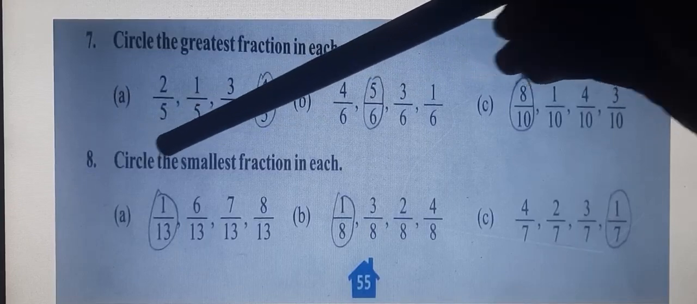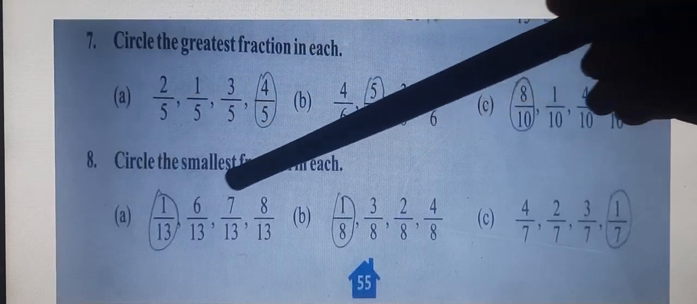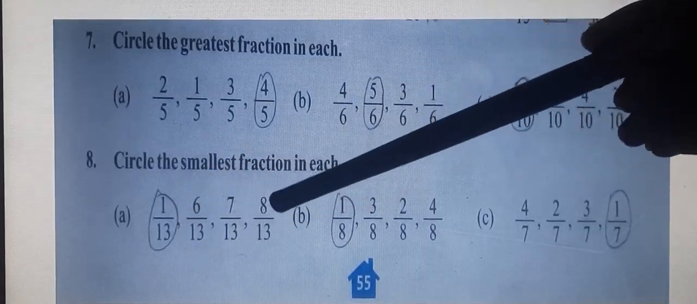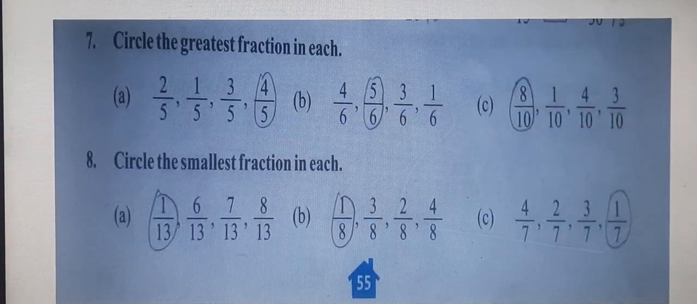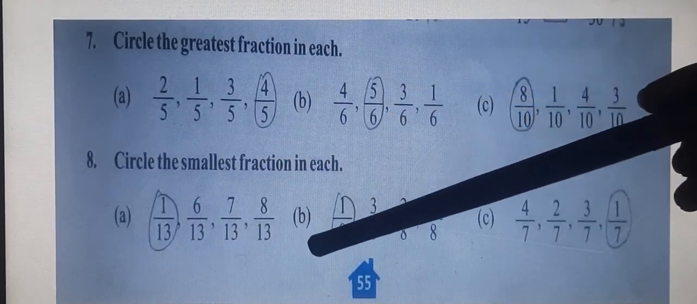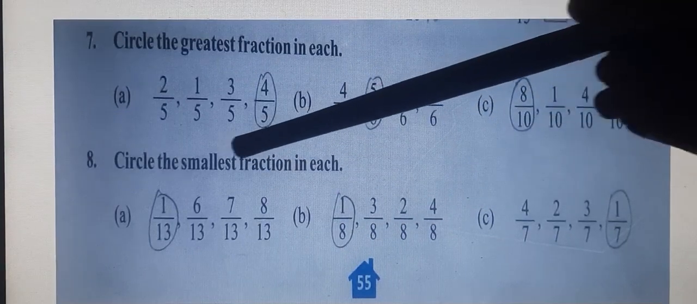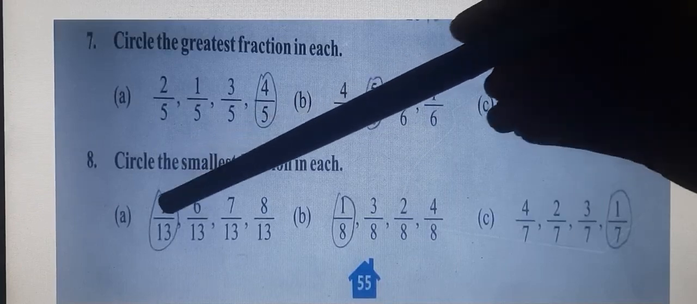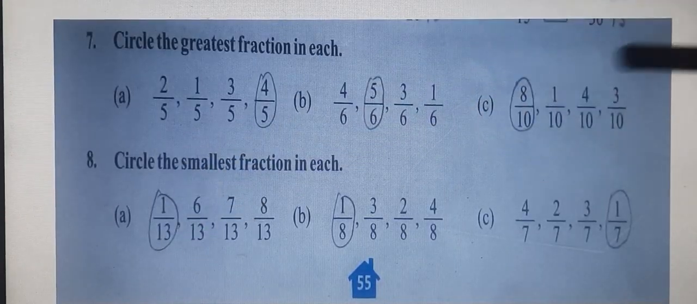Next question is circle the smallest fraction in each. Smallest fraction: 1 upon 13, 6 upon 13, 7 upon 13, 8 upon 13. Now denominators are same. We have to find out the smallest fraction. So the one whose numerator is smaller will become the smallest fraction. So 1 upon 13 is our answer.